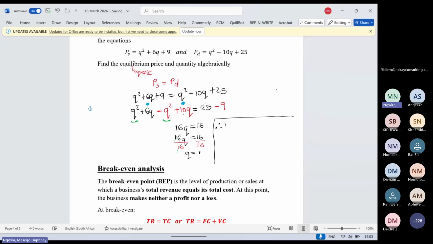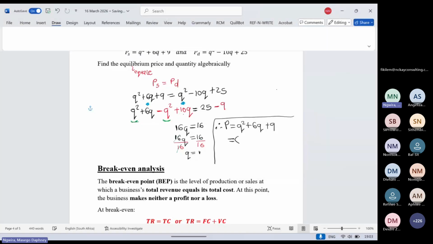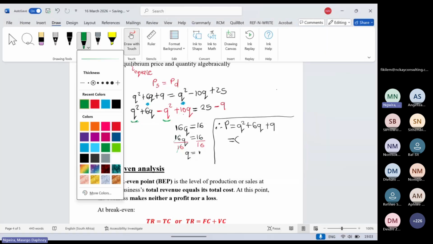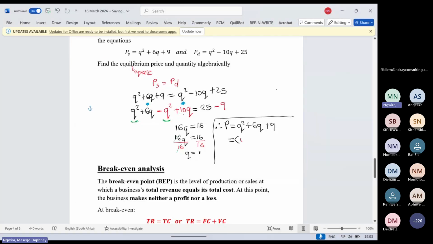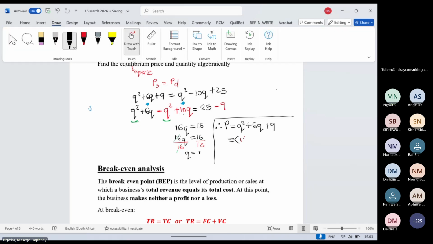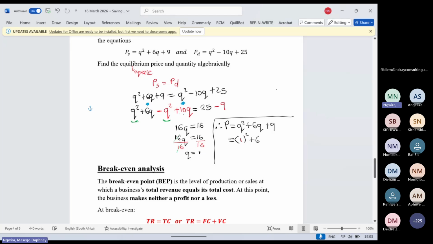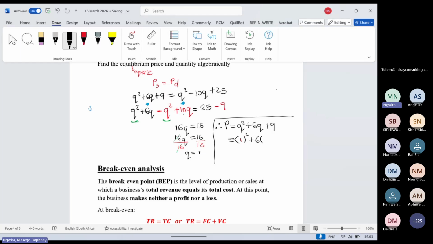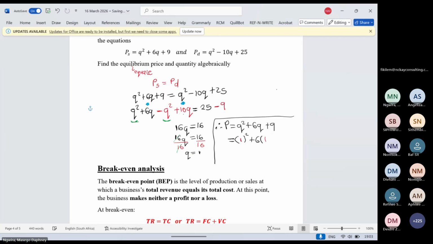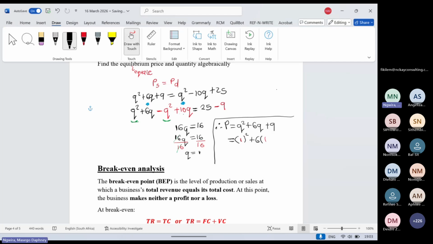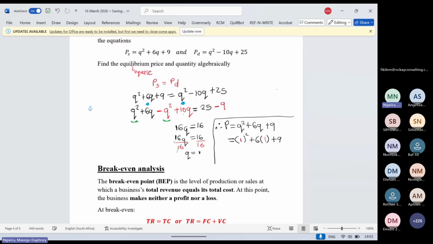Since my P, I'm going to use this P is equal to Q squared plus 6Q plus 9. So I'm going to replace my Q with 1. So this will be 1 squared. Then plus 6. Then I replace this Q again with 1. And then plus 9. What is the answer?